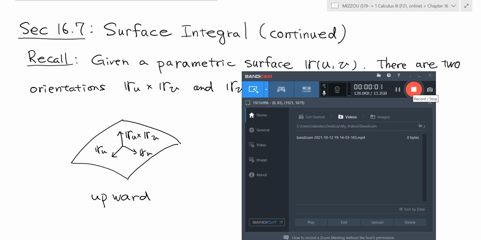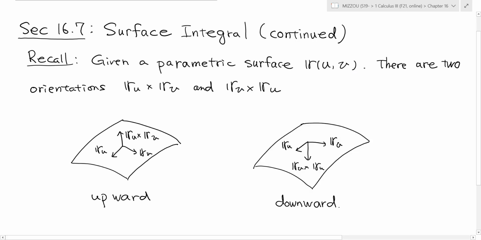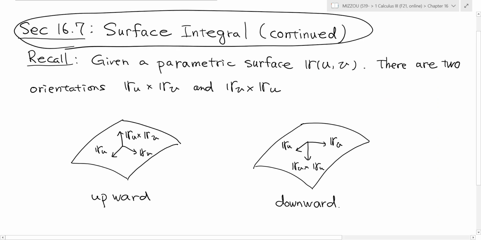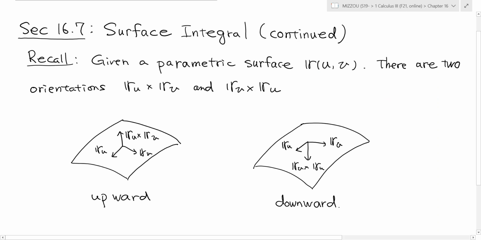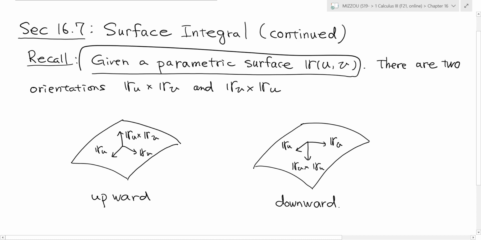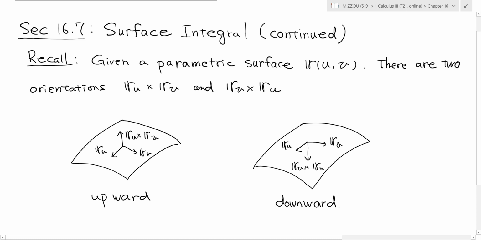All right. This is the third video on section 16.7 about the surface integral. And let's remember the stuff we did in the previous video, which is about the orientation of surfaces. So suppose you are given a parametric surface r of u, v, and then there are basically two orientations. Each of them is represented by the cross product like those, namely one of the orientations is this one, and the other is this one.